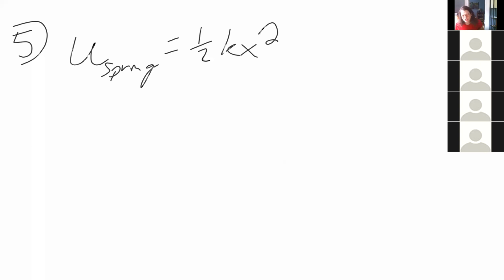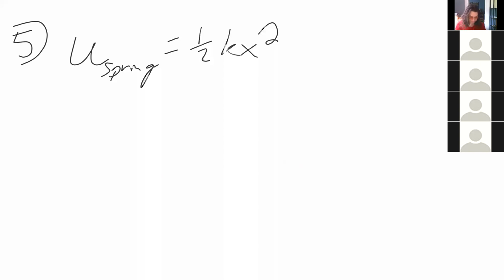K here is what is called the spring constant. It just tells you how stiff or loose your spring is. The stiffer the spring, the larger the spring constant. In other words, it'll be harder to stretch or compress your spring if it's very, very stiff. The x is the displacement from equilibrium. In this first problem, they set x equals 0 to the equilibrium.